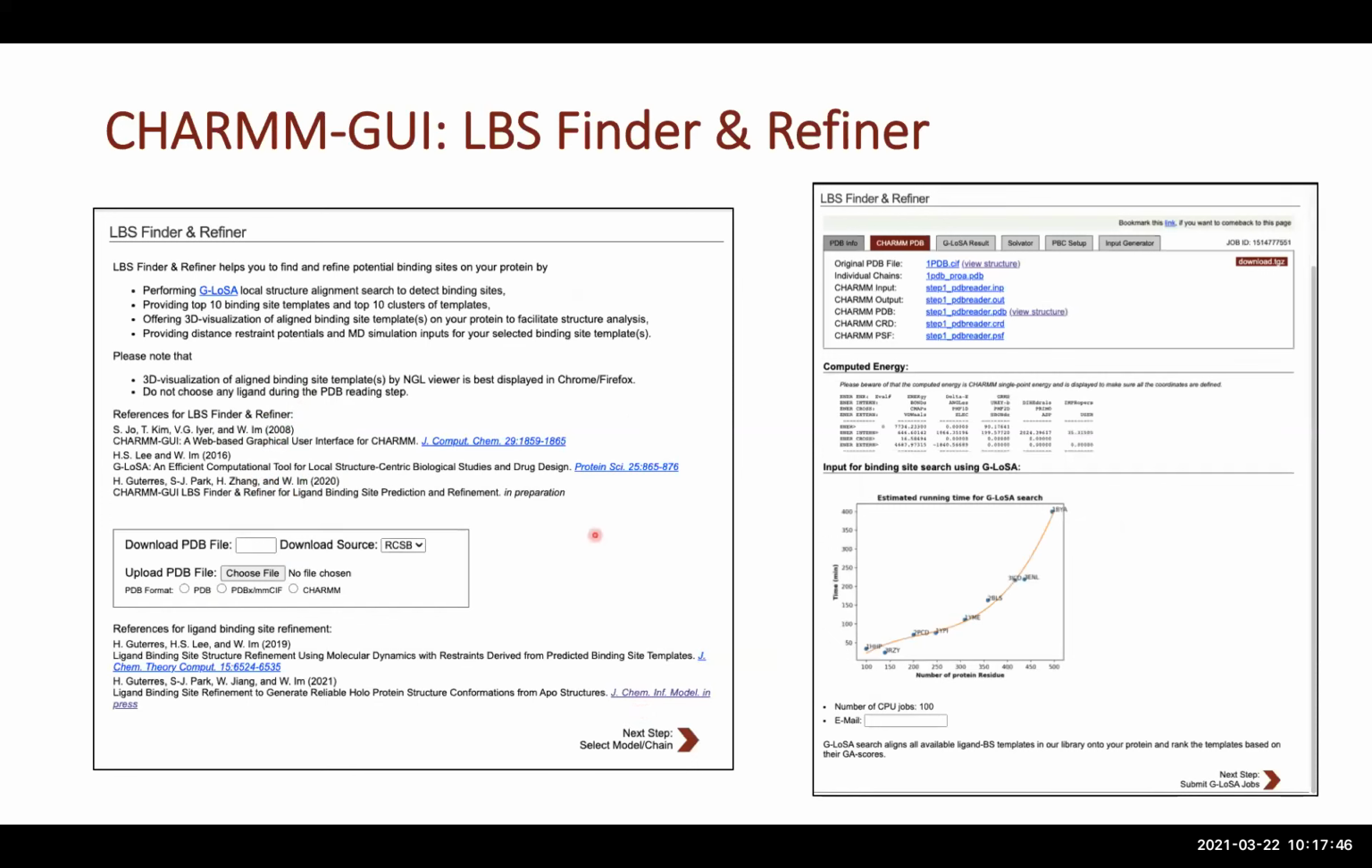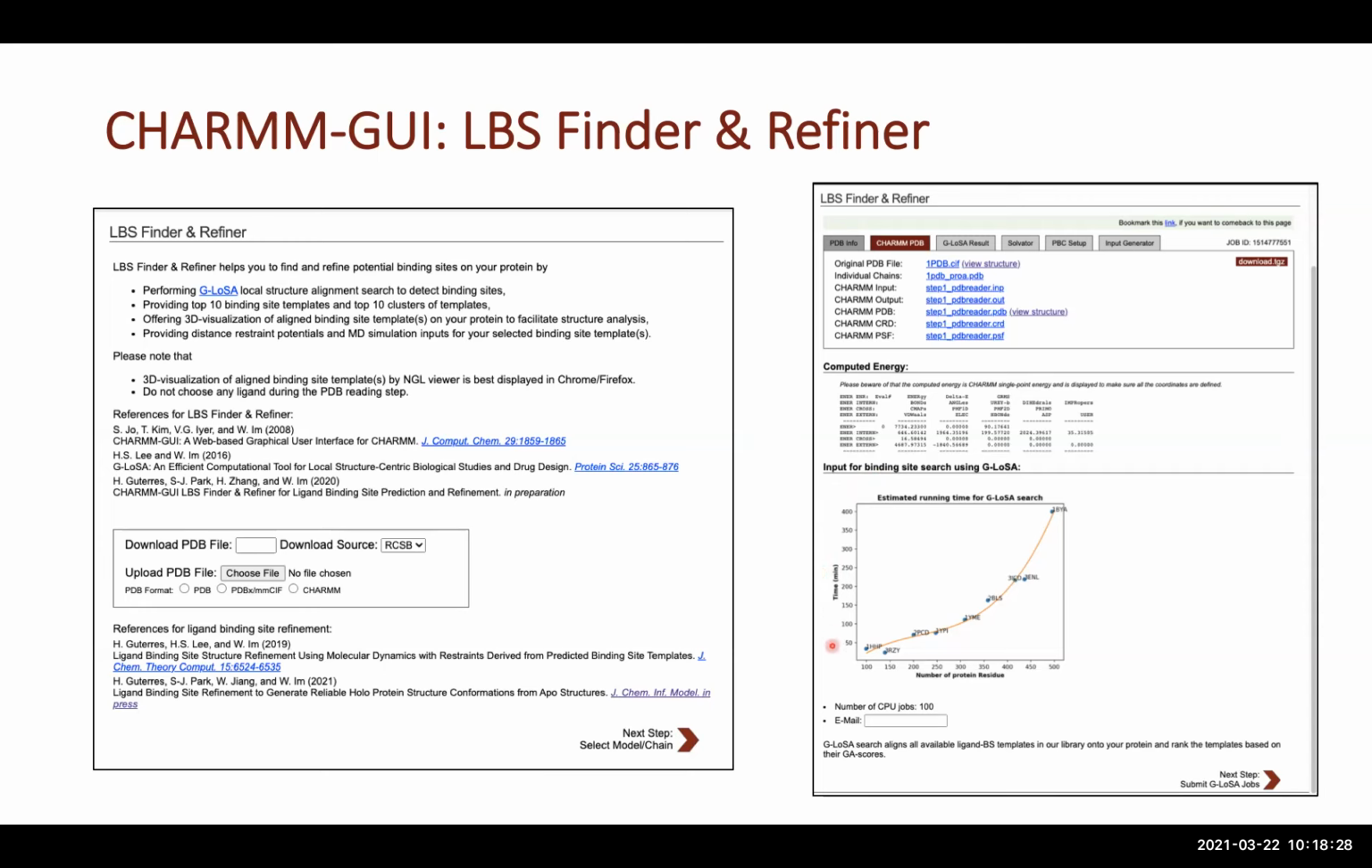Here is a display of our front page. On the left, we have a little bit of the introduction and overview of what this module does. And here, you can fetch a PDB from RCSB of an APO structure, or you can upload a homology model. The structure will be prepared through PDB Reader. And then once that's done, you can view your structure to examine that everything is okay. And then it can be submitted for GeoLoSA search for local structure alignment.